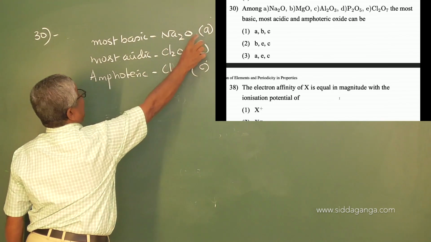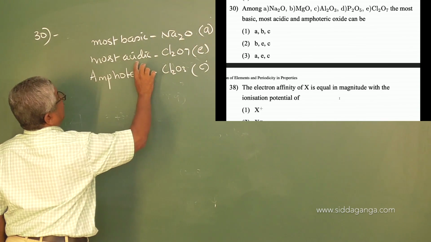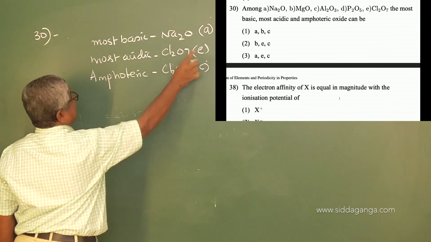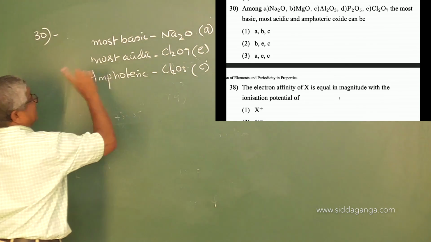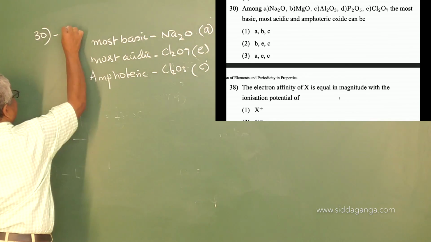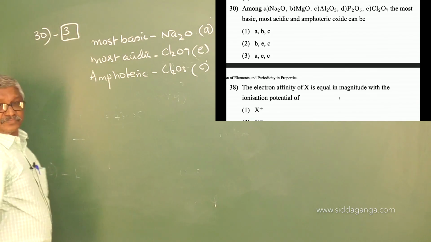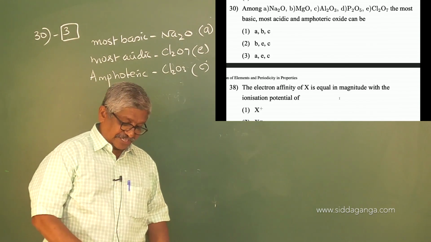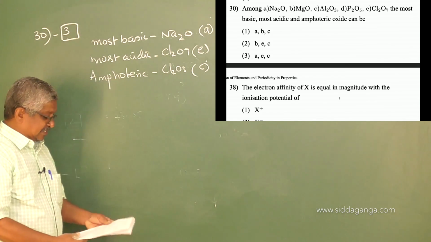AEC is option 3. First one is A, acidic. Most acidic is E, amphoteric is C. AEC, option is 3. The next question is 32.